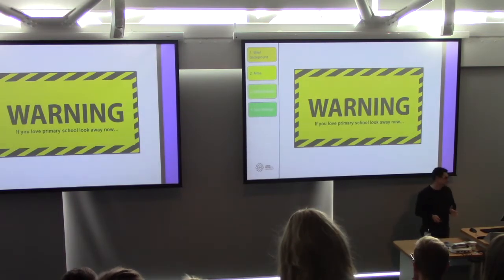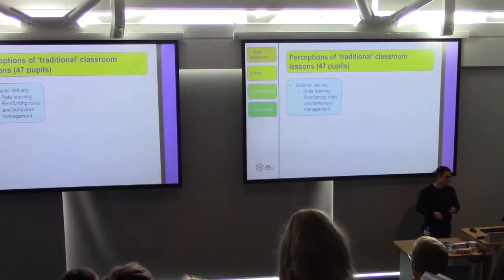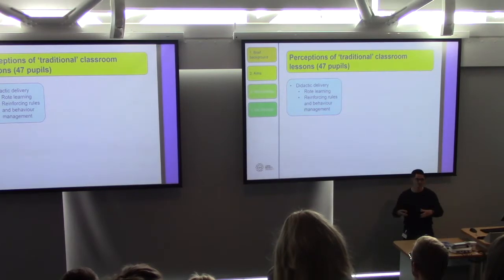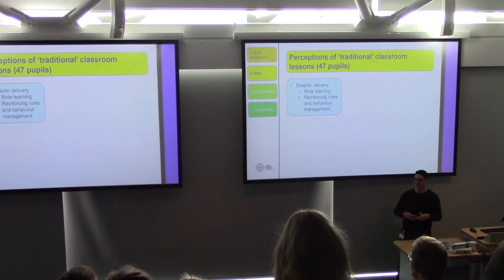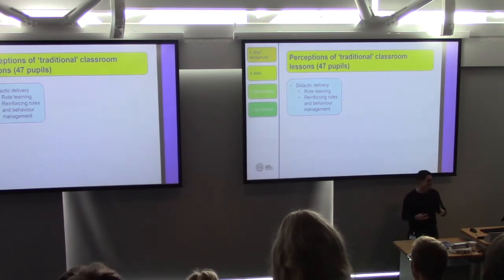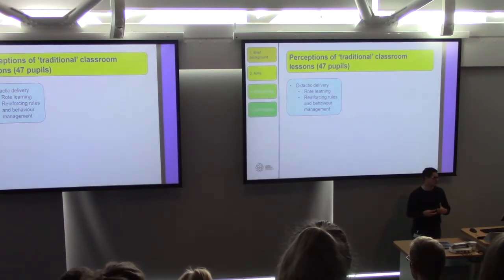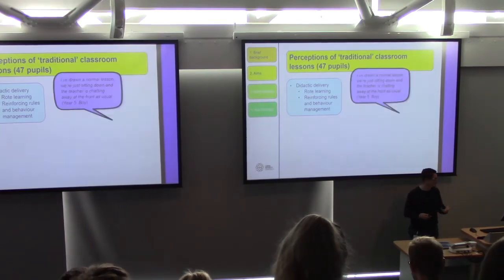So, in essence, we engaged with 47 pupils across Year 5 and Year 6, and the majority of the responses that came out were the very traditional responses, right? It's around, these are not their words obviously, but it was around didactic delivery, and this notion of rote learning. They're very intelligent Year 5 and Year 6 kids. And they talked a lot about the way that those classroom lessons reinforced rules and were used as sort of a form of behaviour management. So I'll give you some examples.